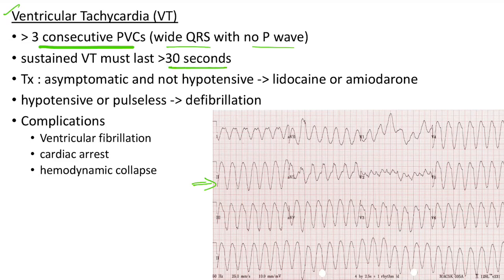Now let us see about the treatment of ventricular tachycardia. If the patient is asymptomatic and not hypotensive, we can give lidocaine or amiodarone. If the patient is hypotensive or pulseless, we have to do defibrillation. Now let us see about the complications of ventricular tachycardia. It can lead to ventricular fibrillation, cardiac arrest or hemodynamic collapse.